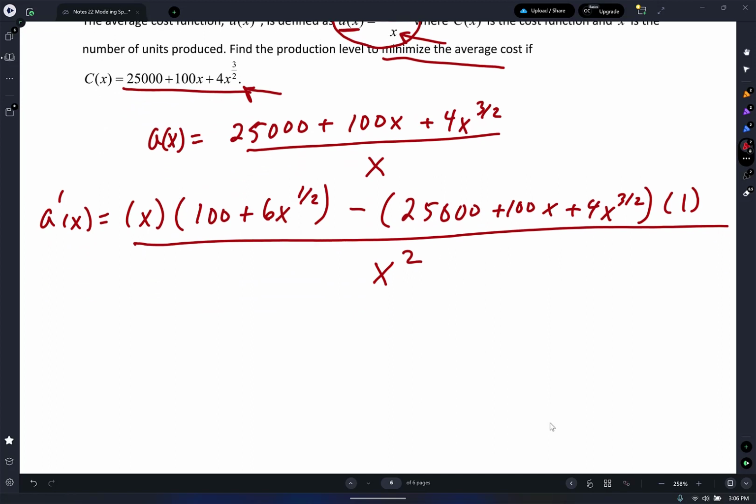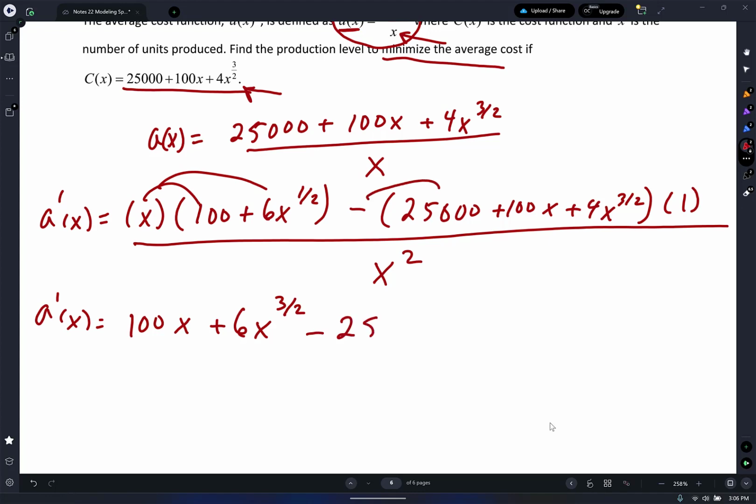Let's see if it's a nice and pretty number, or if it's not, we'll just use our calculator. A prime of X, let's see. 100X plus 6X to the 3/2. Does everyone know what I'm doing? I just distributed. Minus, I'm distributing this negative, 25000 minus 100X minus 4X to the 3/2. All this is over X squared.